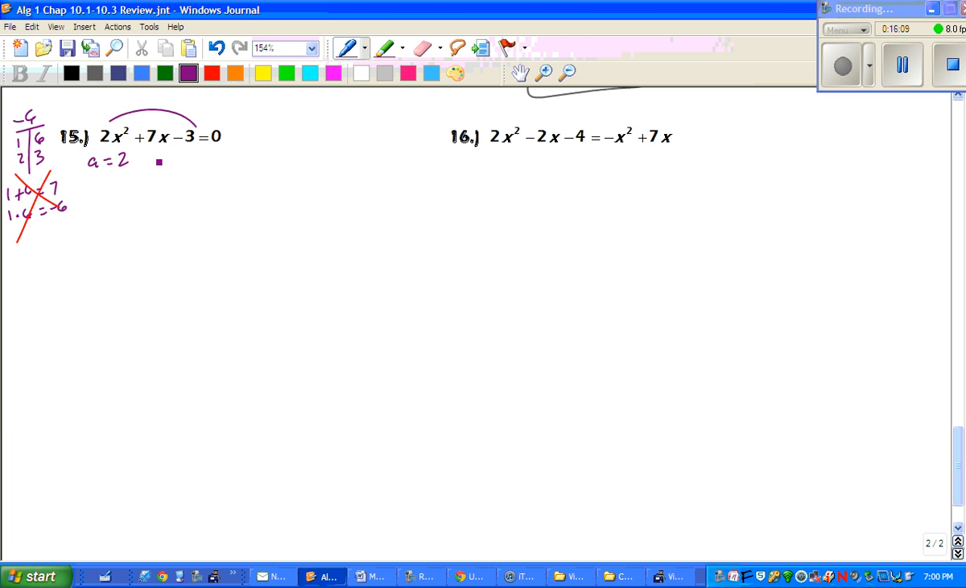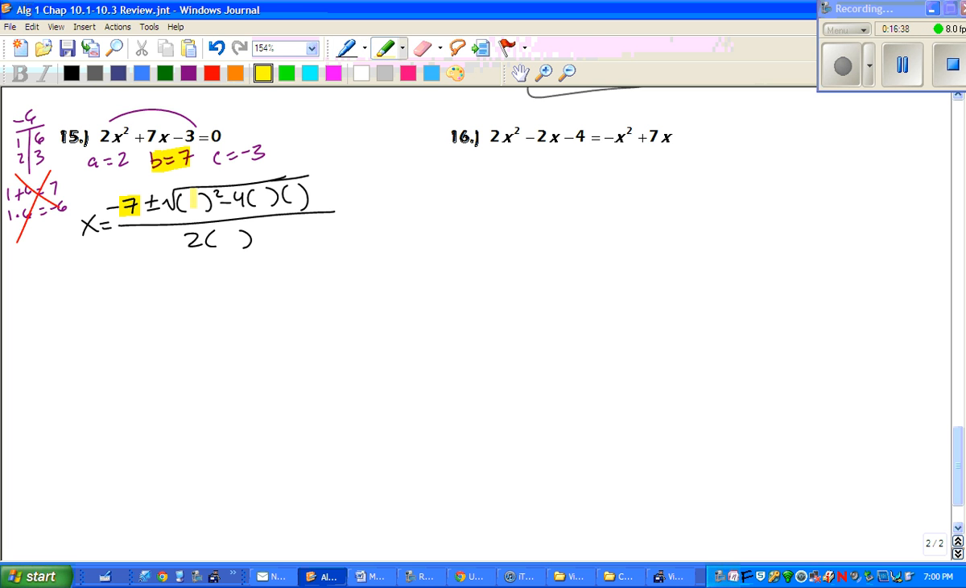So I would write down what is A, what is B, and what is C, okay? And now we get to do the quadratic formula. So x equals the opposite of B, there's B, plus or minus the square root of B squared minus 4AC all over 2A.